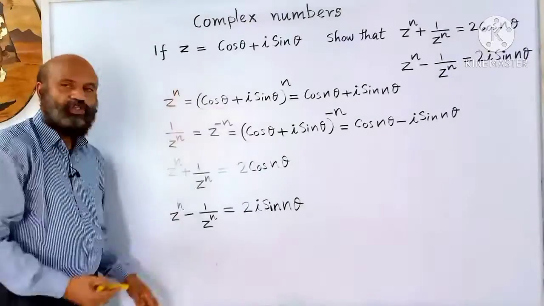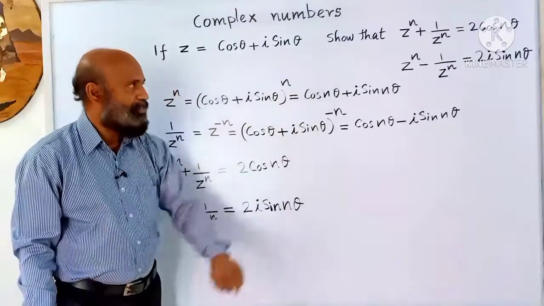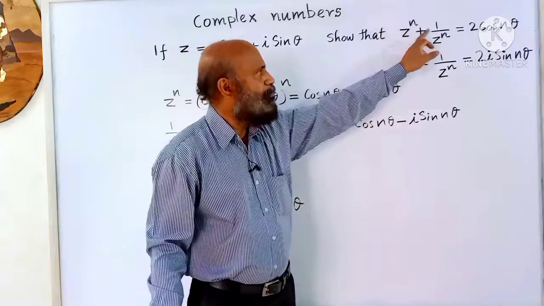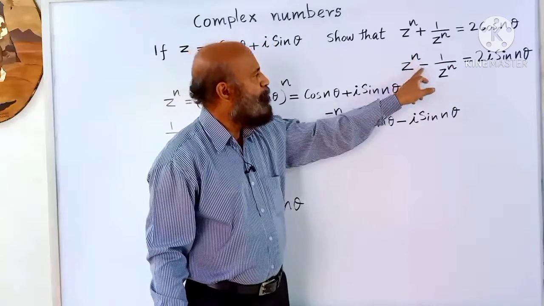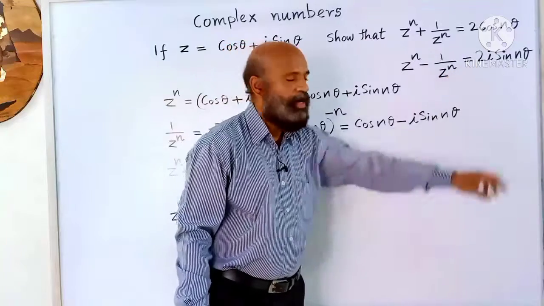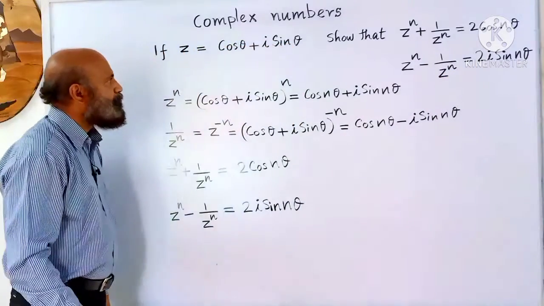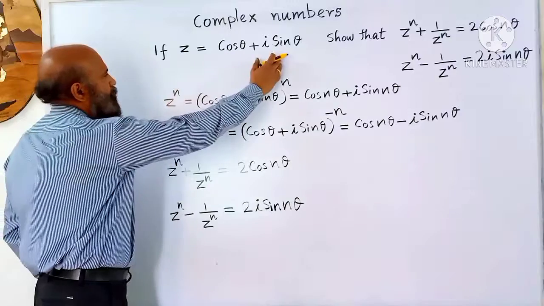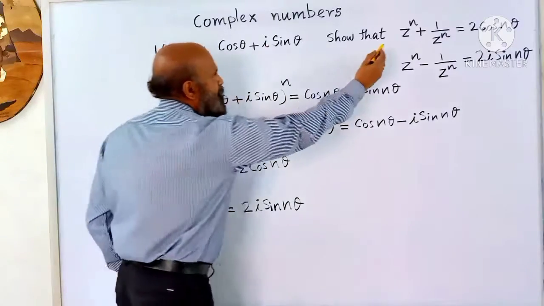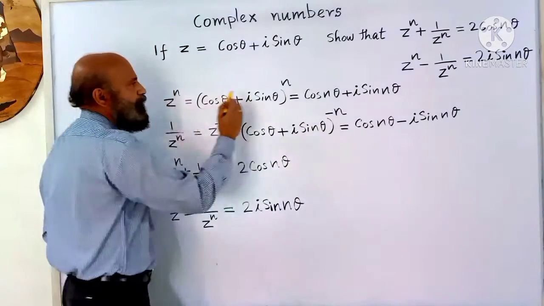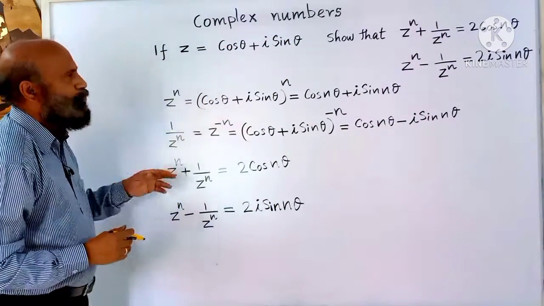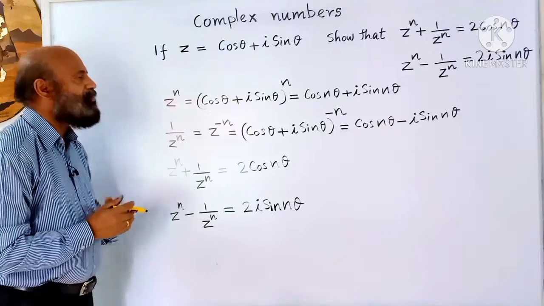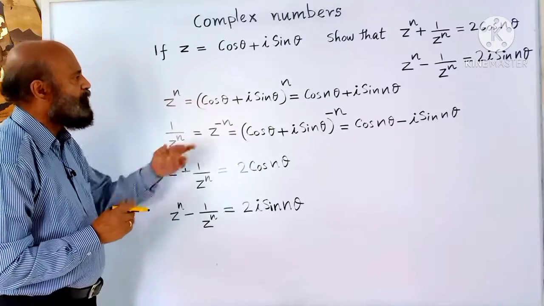If z is cos theta plus i sin theta, show that z raised to n plus 1 by z raised to n is 2 cos n theta, and z raised to n minus 1 by z raised to n is 2i sin n theta. Now z is given, so we first get z raised to n, then get 1 by z raised to n, then add. If you remember that step, it is easy to do this sum.